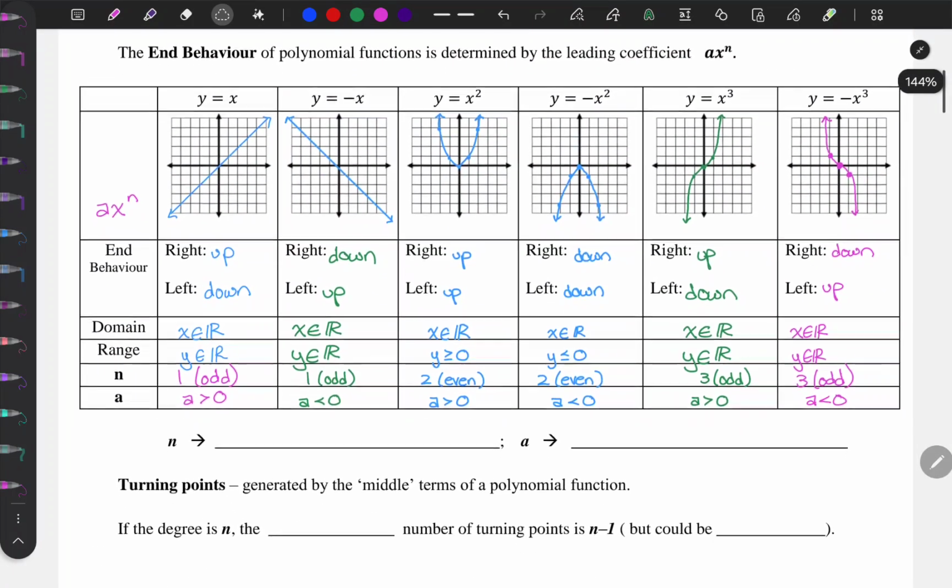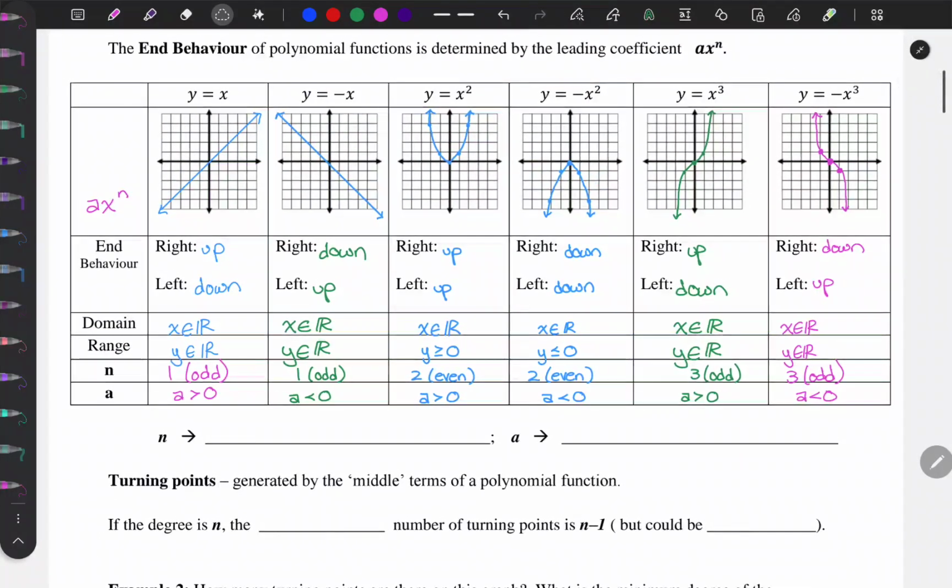Now, hopefully we notice a little bit of a pattern once we've filled all of these in, particularly with our end behavior and also with the basic shape of the graph. In general, n determines the basic shape of the graph. So for example, having an n value of 1 or an exponent of 1 tells us it will be linear, an exponent of 2 tells us the graph is quadratic, and so on. a determines which way is going to be positive and which way is going to be negative.